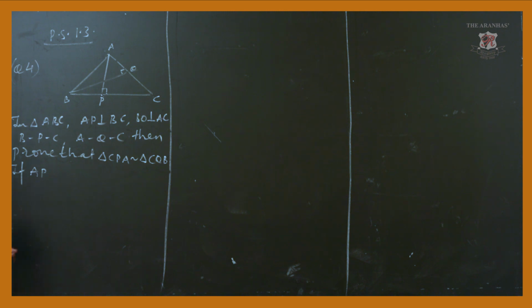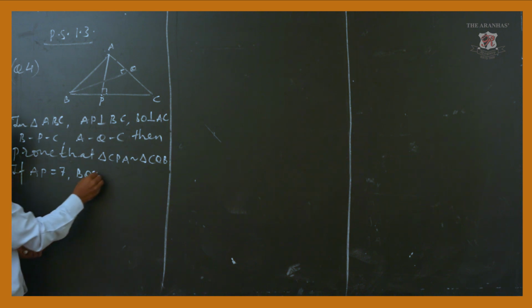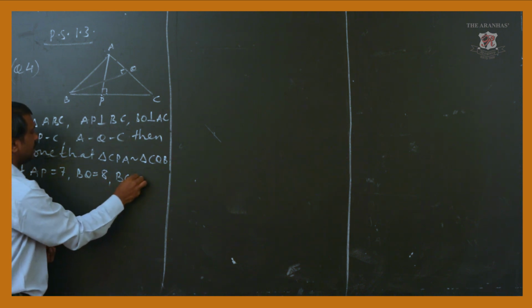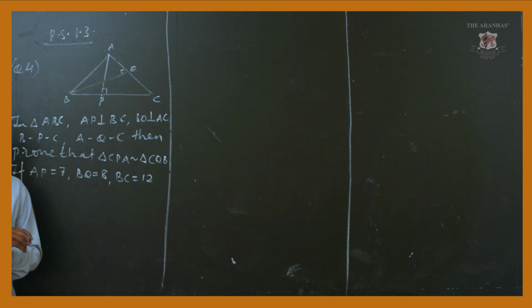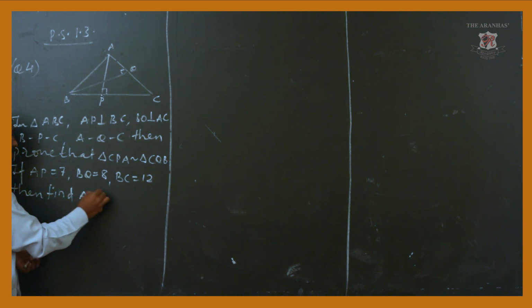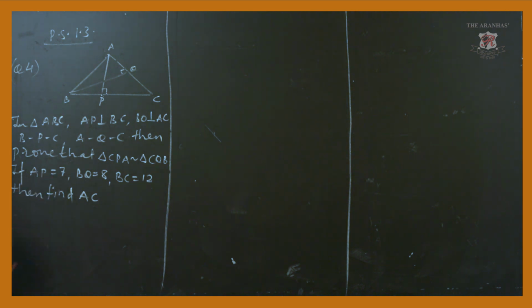So AP's value is given, that is 7 units. BQ's value is given, that is 8 units, and the value of BC is given, 12 units. Then find what? Here, what do we have to find? AC. So this is your question.